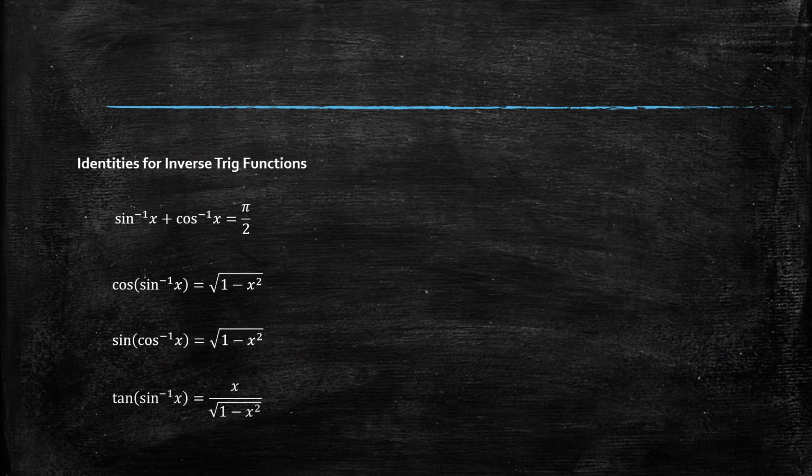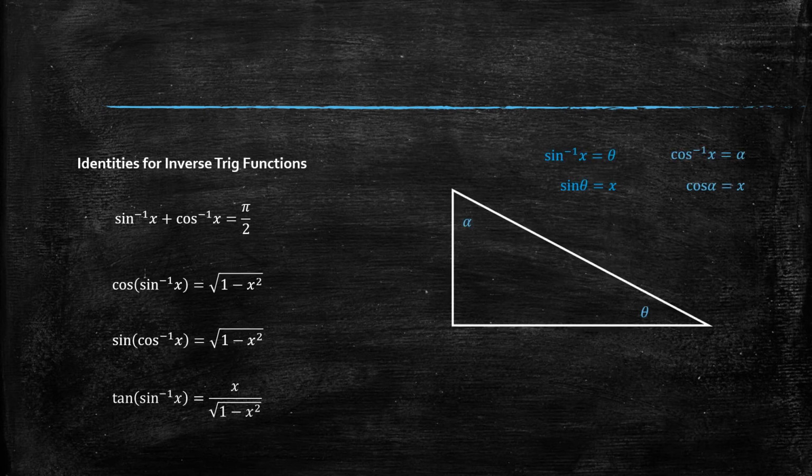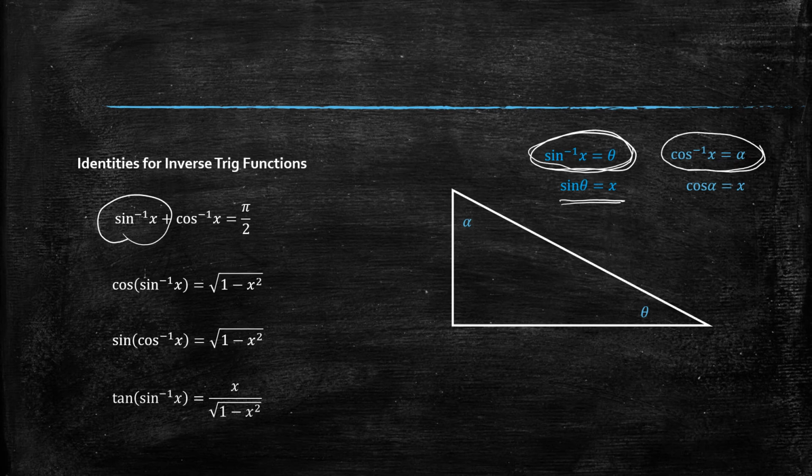Okay, so some identities that are going to come up. We're going to look at this triangle to help us. So if we are talking about inverse sine of x, I think it's easier to give that a name, so let's call it theta. If inverse sine of x is equal to theta, that means sine of theta is equal to x. Similarly, if inverse cosine of x is equal to, I called it alpha, that means cosine of alpha is equal to x.